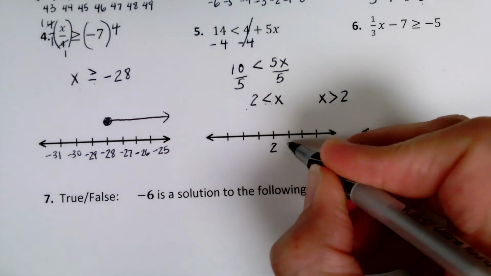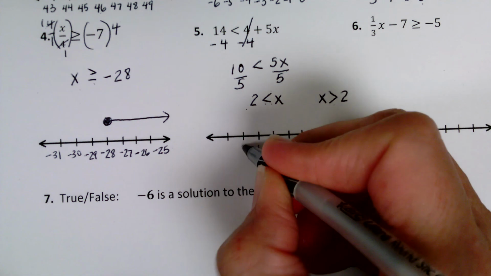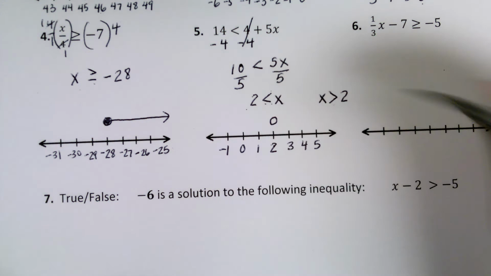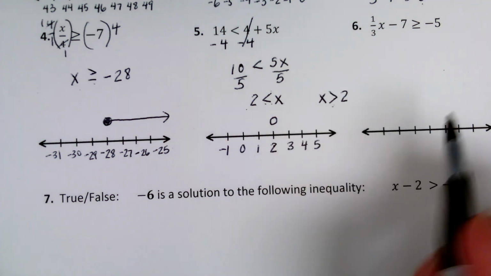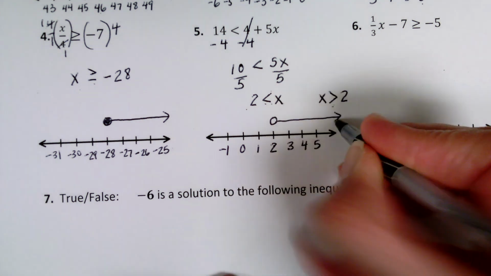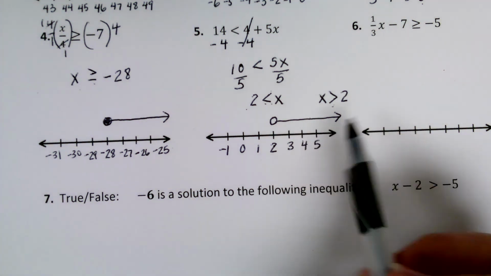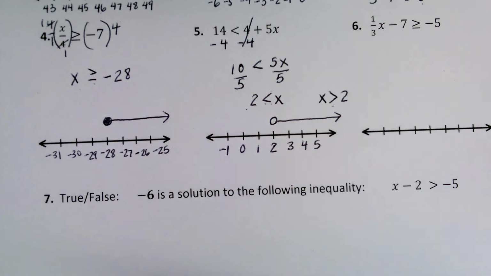I put 2 in the middle. I have a few numbers to the right. I have a few numbers to the left. Circle over the 2. I keep it open because there's no equal sign here. And all the other numbers that are more than 2 would be going to the right. 3 is an answer. 4.5 is an answer. These are all the solutions to this.